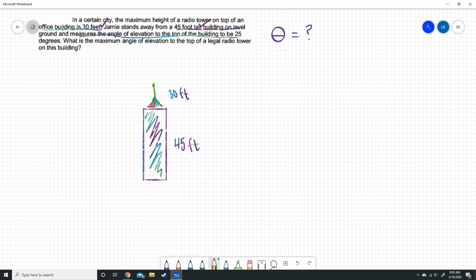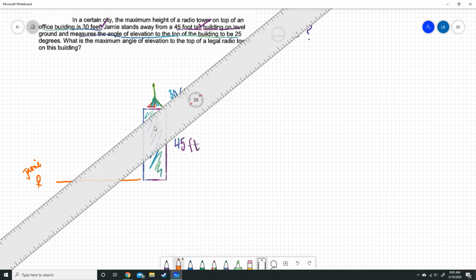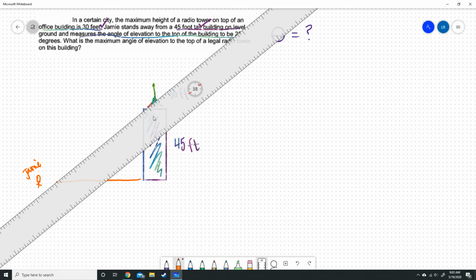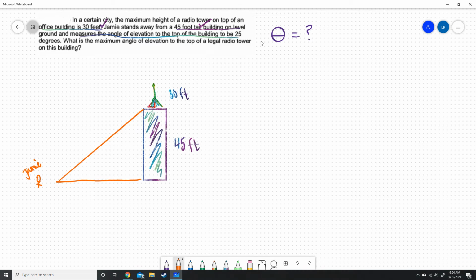Jamie stands away. I don't know how far away, but Jamie's going to stand away from the ground floor of the building. There's Jamie. And measures up to the top of this building. And remember, this is not drawn to scale whatsoever. So Jamie measures up to the top of this building and says that this angle here is 25.